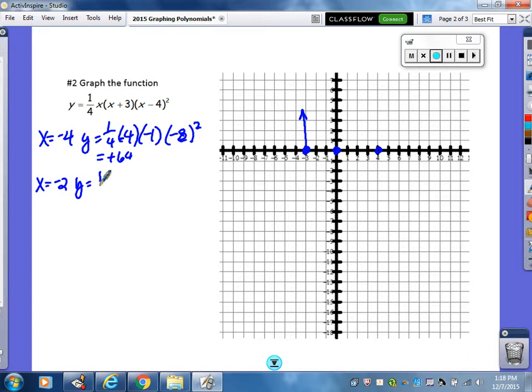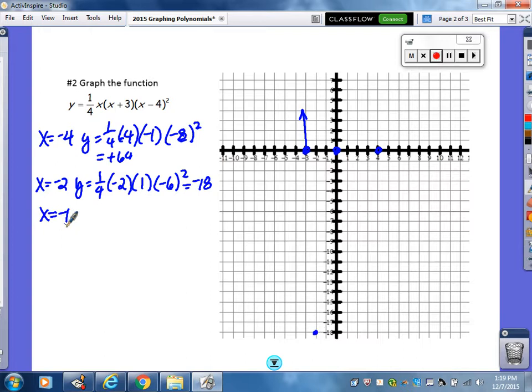All right, let's do x equals -2. So y equals 1/4, -2, 1, and then -6 squared. Well, that's 36. 1/4 of 36 is 9. 9 times -2 is -18. So at -2, -18. This is the only unfun part of this. Plug it and chug it.